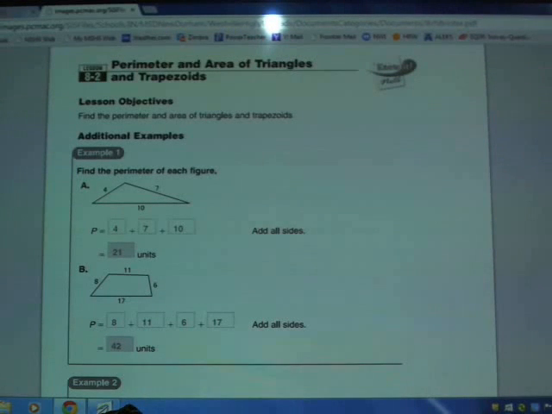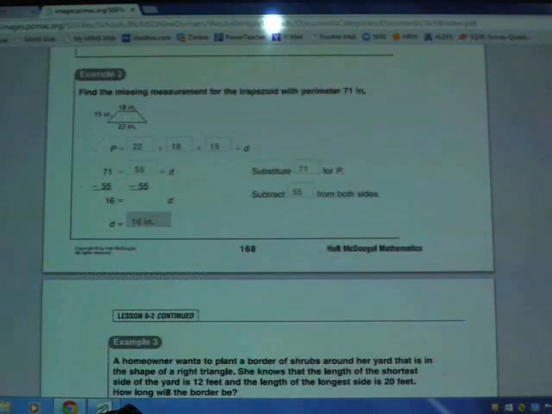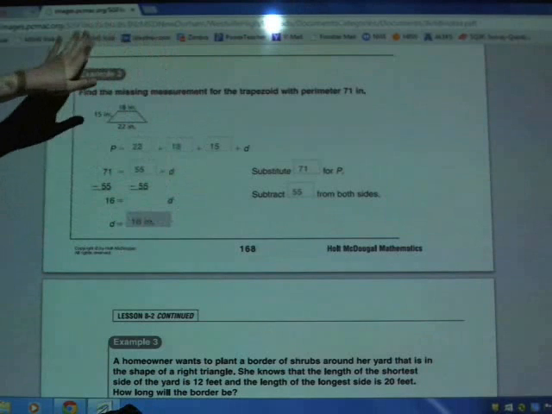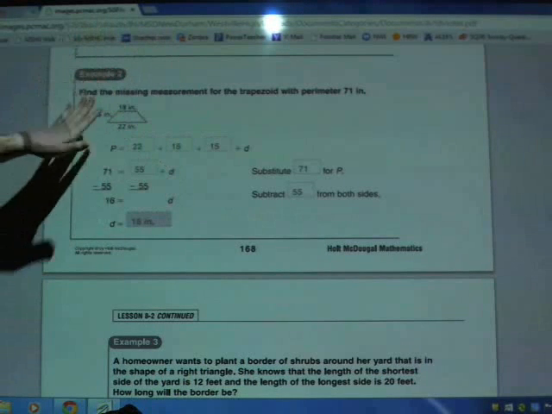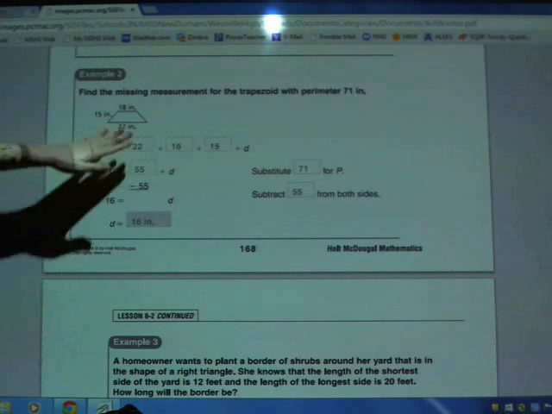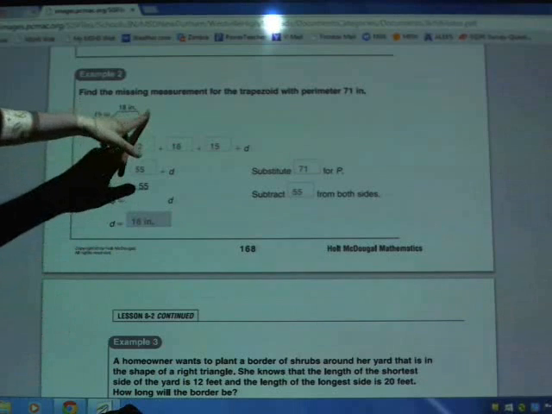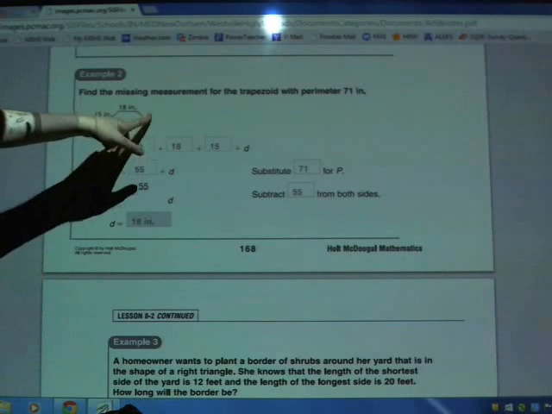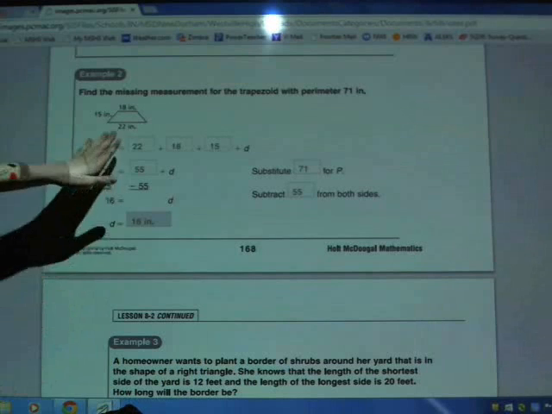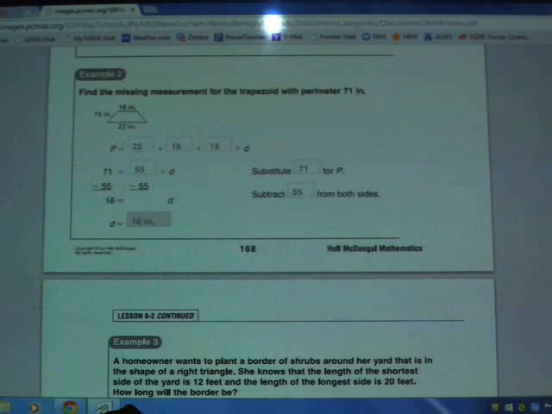Okay, let's continue on then. Move past the perimeter stuff, which should have been pretty easy for you, and go on to number 2 here, where they're asking us to find the missing measurement for the trapezoid with the perimeter of 71 inches. So, what are they telling us here? They're telling us that going all the way around the shape, the four sides put together are 71 inches. We have three of the sides, 15 and 18 and 22, plus this mystery side, which is what we're figuring out, has to equal 71, which is what they're showing you right here in this first line.